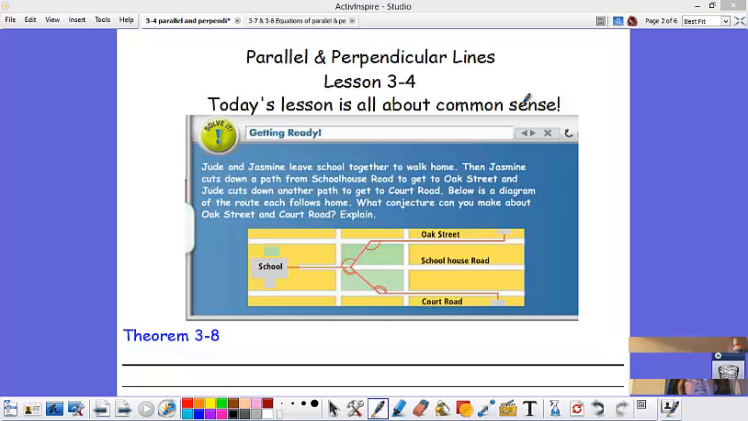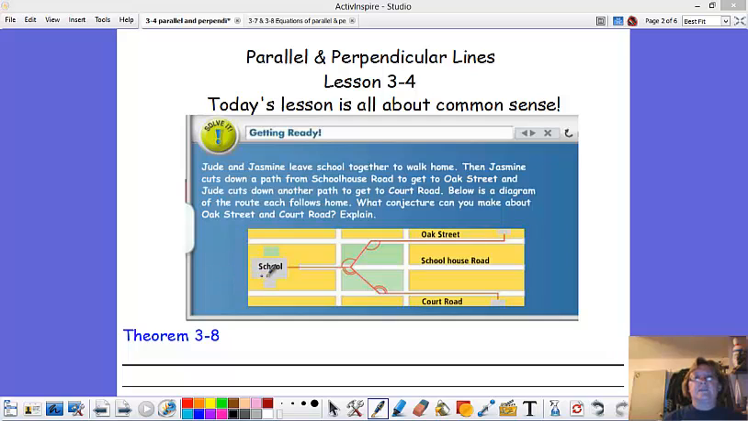Hi, today's lesson is about parallel and perpendicular lines, and as you can see from my writing, really this is all common sense today. It just kind of makes sense. What we're looking at here is the solve it, and folks, every section in your book starts with an application problem, and this is the one for section 3-4.